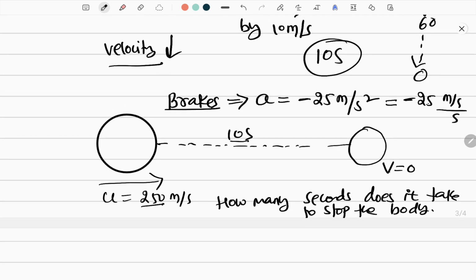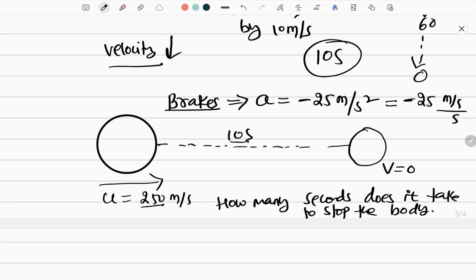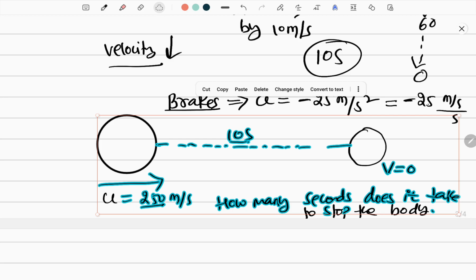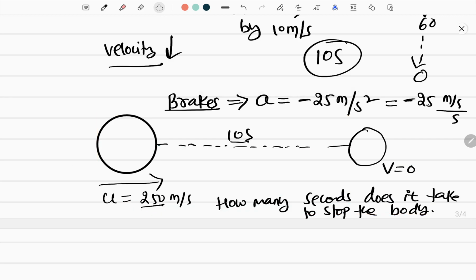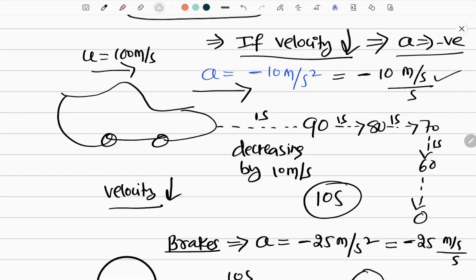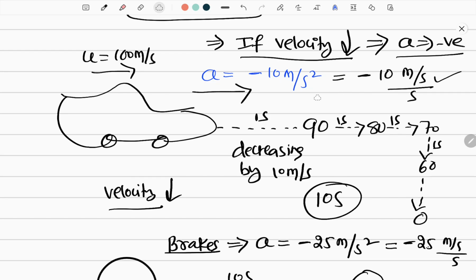All right, so this is the real meaning of acceleration. Dear children, please tell me, did you understand this case or not? Whatever I have mentioned here, did you understand this case or not? This is very, very important. All right, if you haven't understood, you go back and check this also.